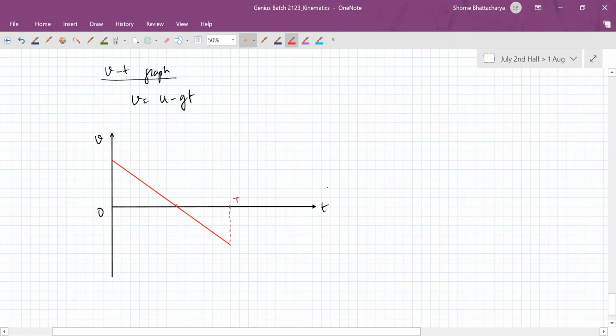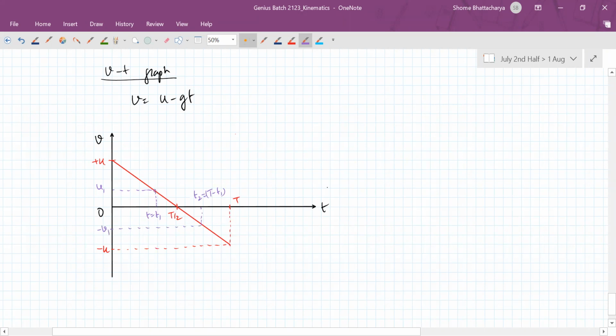If this is capital T, then the time when the velocity becomes 0 is exactly T by 2. And if it started with a velocity of plus U, it will come and hit the ground with a velocity of minus U. So same magnitude it hits with. So you can see that symmetry, that at some particular time here, which is, let's say, t equal to T1, if the velocity is some V1, then at some particular time here, which will be like T2 equal to capital T minus T1, the velocity would have become minus V1.